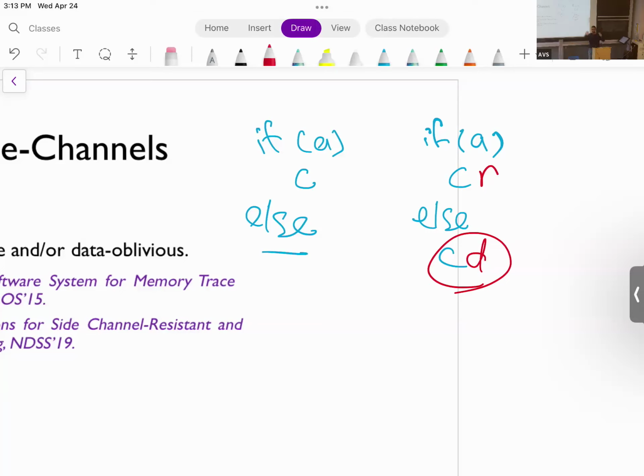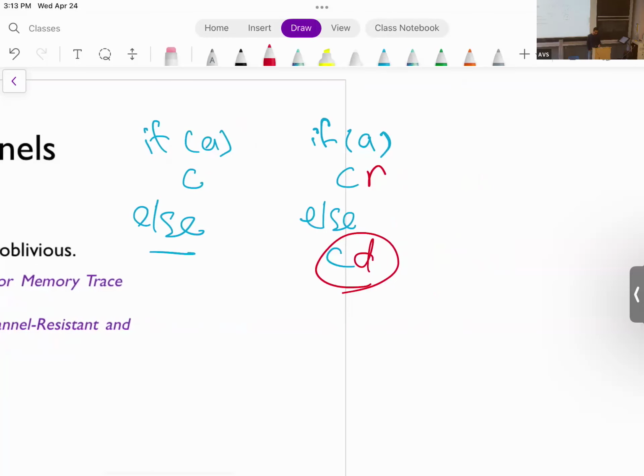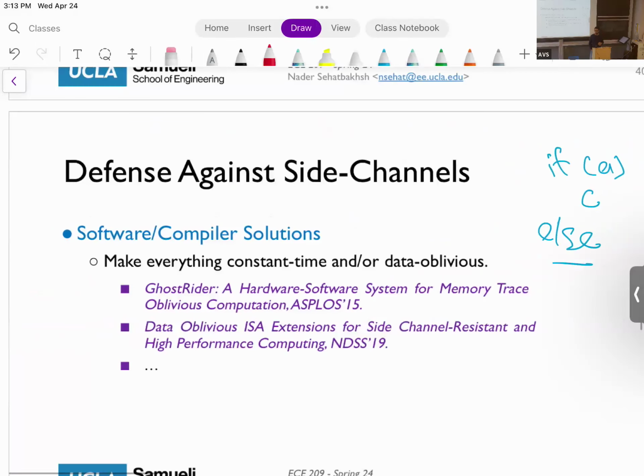I'm just adding dummy instructions to my code. But if that data is not in the cache, then we need to bring it from the main memory. So you also have to be careful about the cache access pattern. If this is a hit, you have to make sure that this also is a hit. So it's a little bit tough, but you can do it. Any other question? Okay. So this is what we call constant time programming. This is the gold standard for any sort of side channel defense.